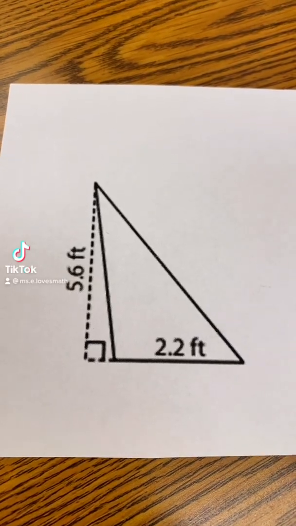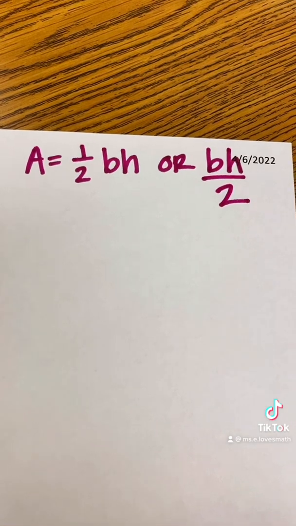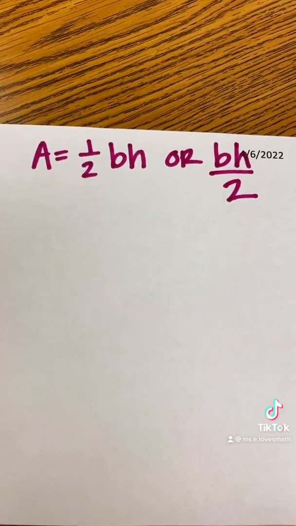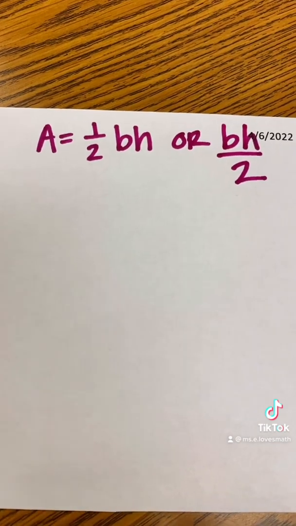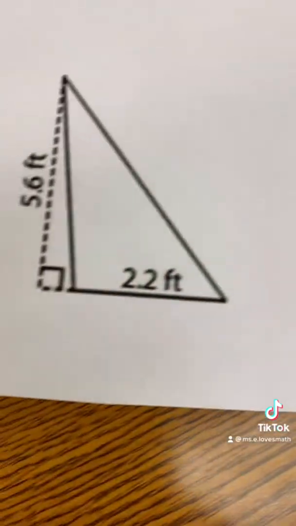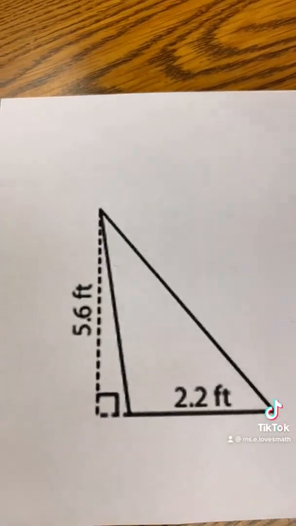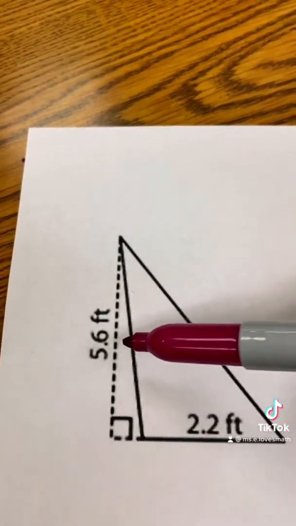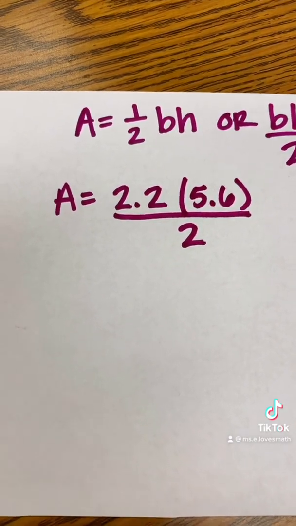Let's find the area of this triangle with decimal edges. First, we need to identify which formula to use. We need to use 1/2 base times height, or base times height over 2, to be able to find the area of this triangle. Looking here, we see that our base is 2.2 feet and our height is 5.6 feet. I have filled in our base and height into our formula.